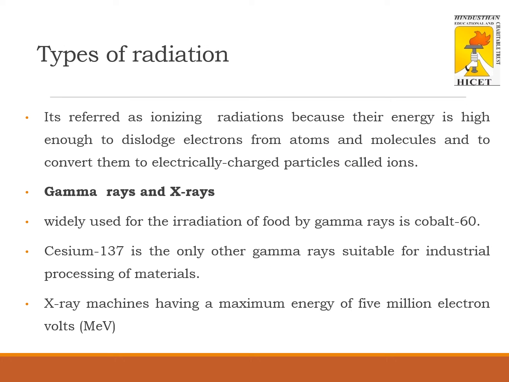Among the two irradiation sources, gamma rays and X-rays, the commonly used form of gamma rays is cobalt-60, and another source of gamma rays is cesium-137. These are the two common types which are used for industrial processing of food materials. And another type is X-ray emissions, which have a maximum energy of 5 million electron volts.